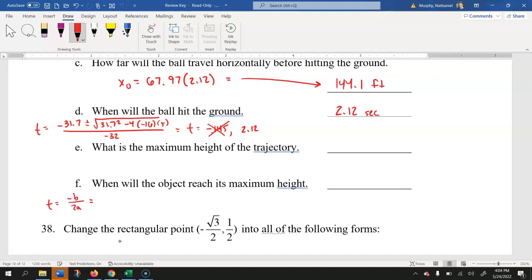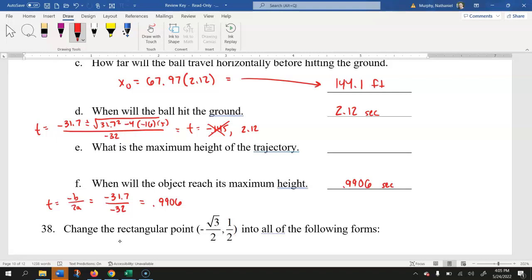And again, b is 31.7, so it'll be the opposite of negative 31.7, divided by 2 times negative 16, so it'll be, again, divided by negative 32. So when you divide those out, we get a positive 0.990 seconds. So just under 1 second is how long it would take for it to reach its maximum height.